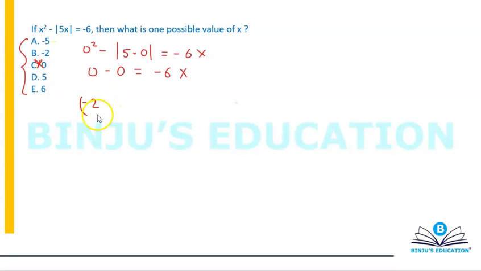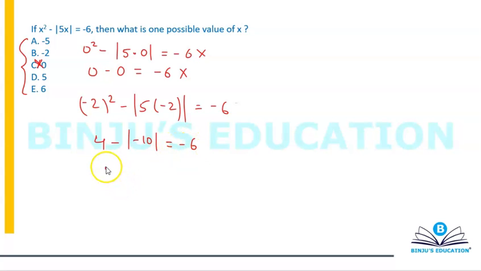So this is negative 2 square minus 5 into negative 2 is equal to negative 6. So I'm going to get 4 minus 5 into minus 2. So 5 into minus 2 can simply be rewritten as negative 10. And this is equal to negative 6. So I'm going to get 4 minus 10 is equal to negative 6. So this is satisfying. So negative 2 is correct.